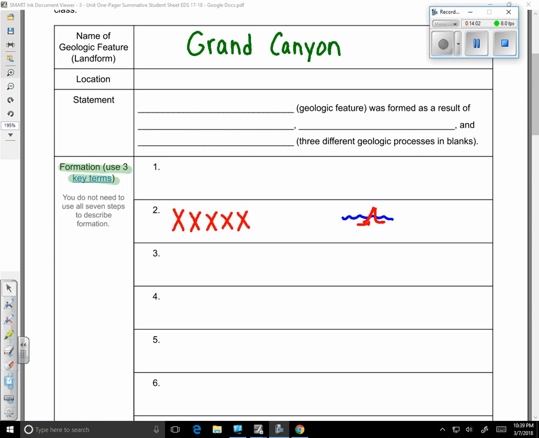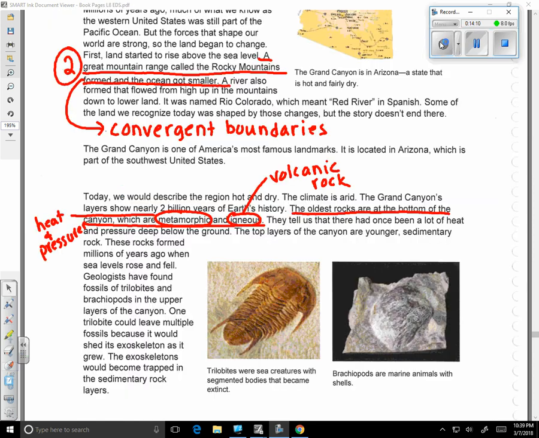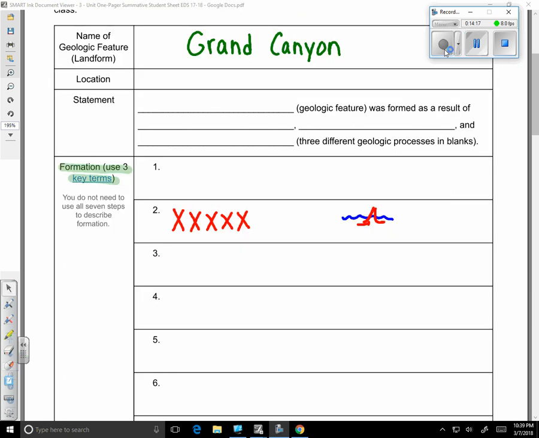If you have any trouble spelling any of these words, please go back to your article. I've spelled all these words out in red and circled them. But right now I need you to write in complete sentences what happened on the second step of the Grand Canyon.